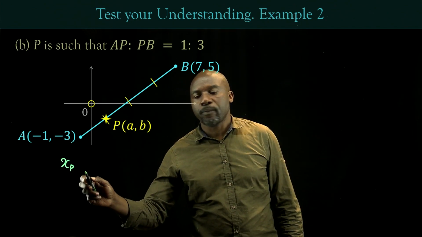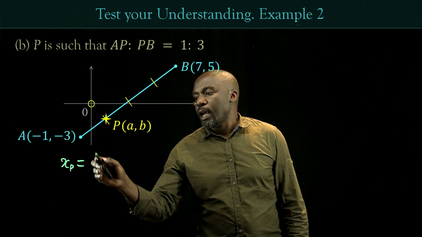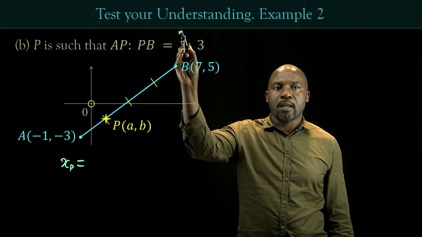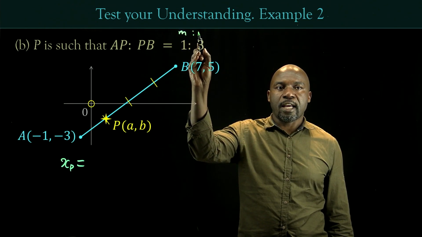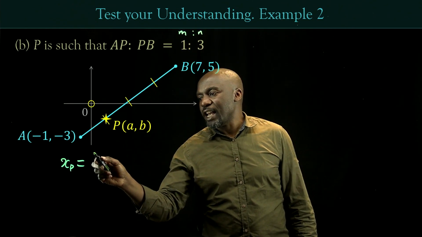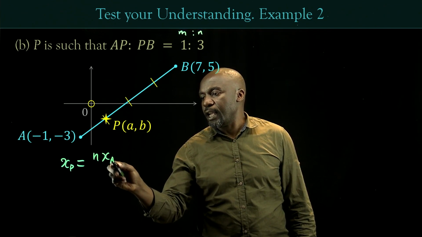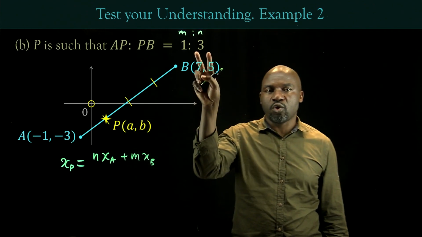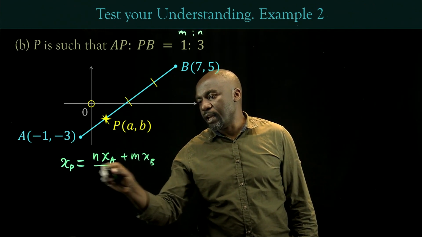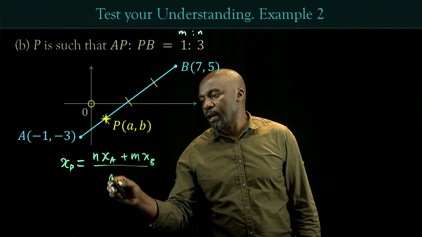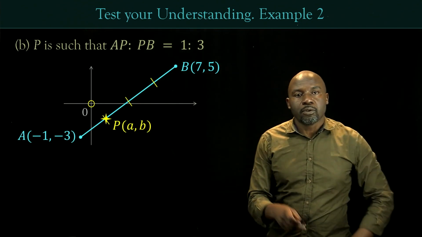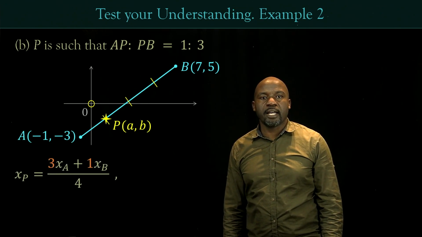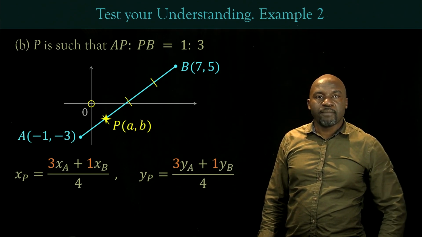coordinate of point P must be, if this is M, this is our M here, is to N, then this must be N of XA plus M of XB. In other words, they switch those ratios and then everything is over M plus N. So keeping that formula in mind, the x coordinate of point P is given by that, and the y coordinate of point P must be given by that.